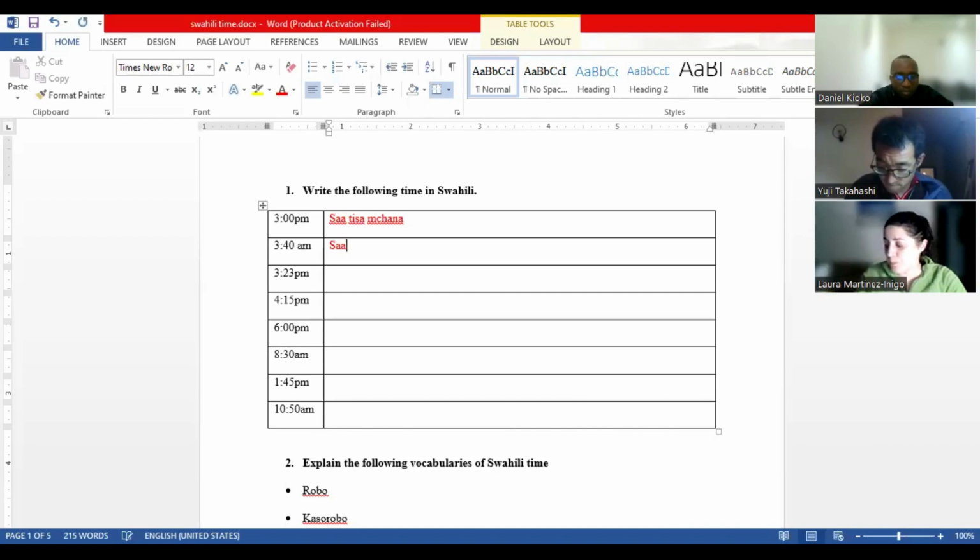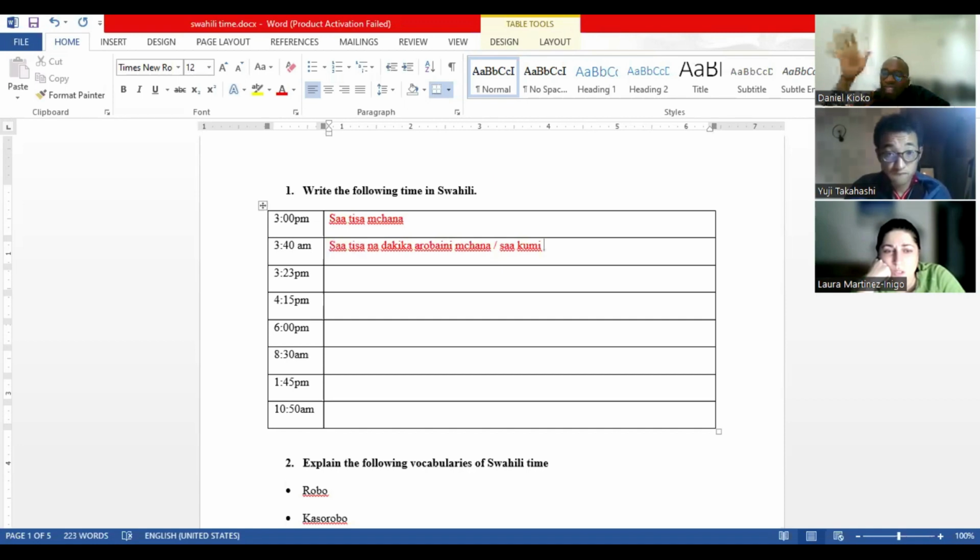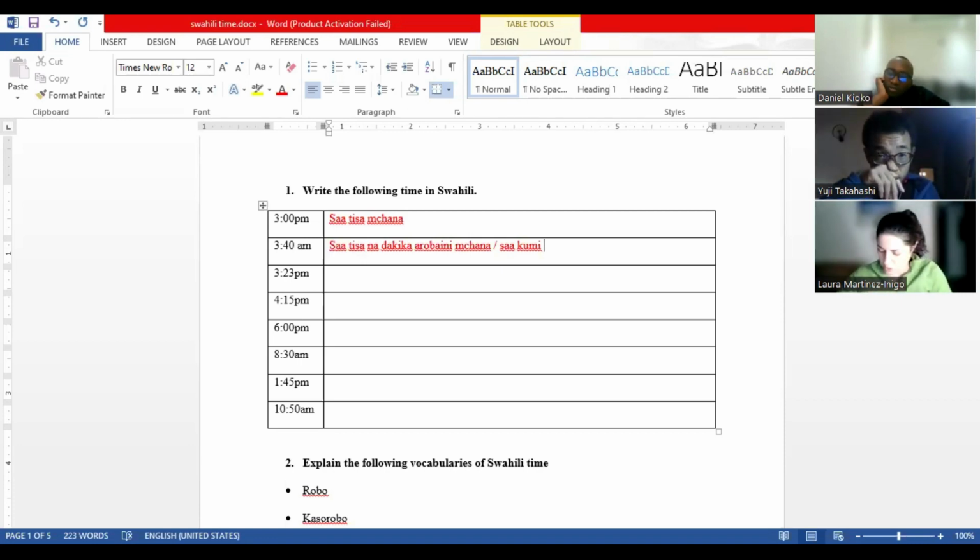Yes. Saa tisa na dakika 40 mchana, or saa 10 kasoro dakika 20 usiku. Jioni, mchana. Usiku will be more from 8, 9 there. Usiku, night.